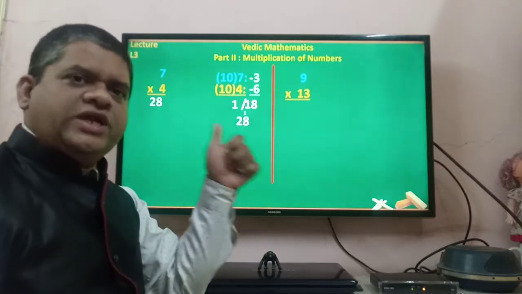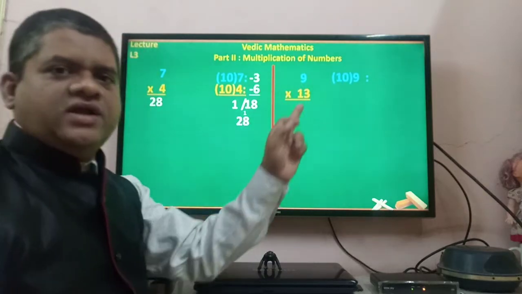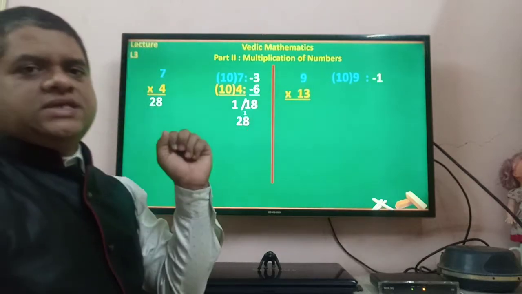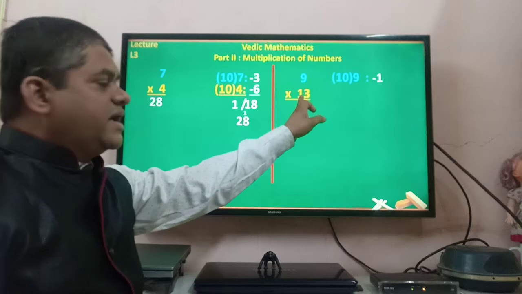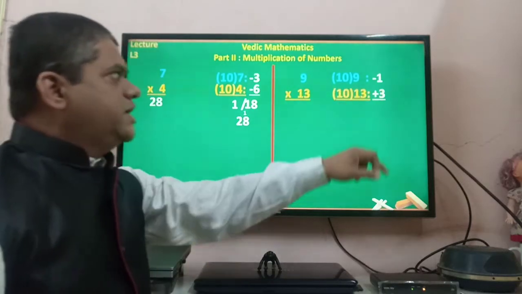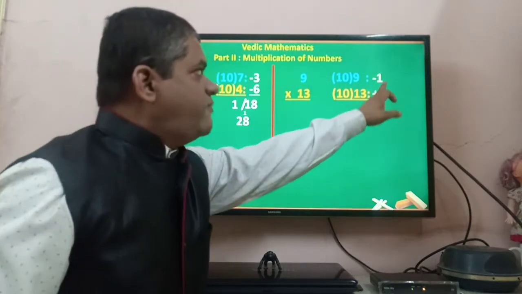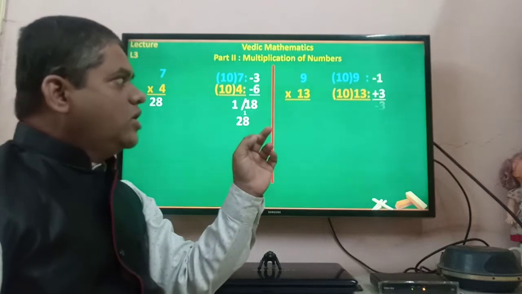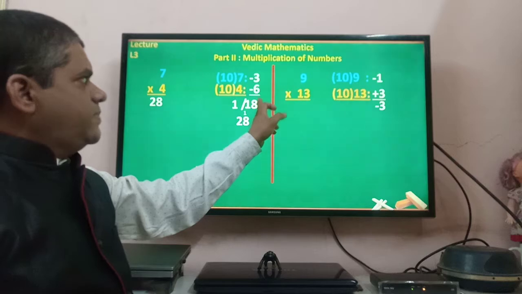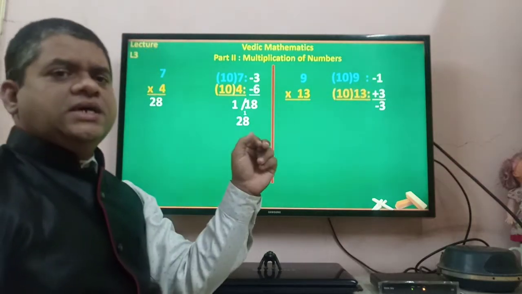Again, as a first step, we need to select a base. Here, 9 is closer to 10, so we have selected 10 as a base. When you subtract 10 from 9, you get minus 1. Now 13 is again closer to the base 10, so I have selected the base as 10, and 13 minus 10 gives plus 3. Now be careful here, because the signs of the two are opposite, and therefore the product is negative. As we have seen in the previous example, when signs are the same, the product is positive, but when signs are different, the product is negative.